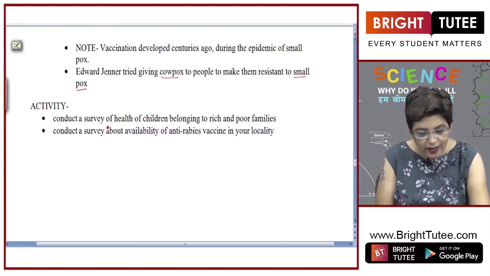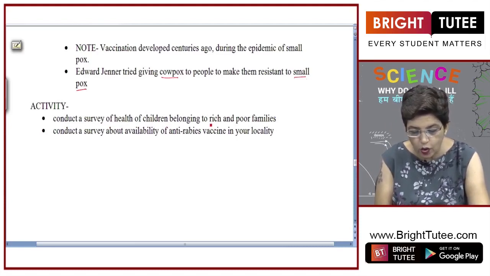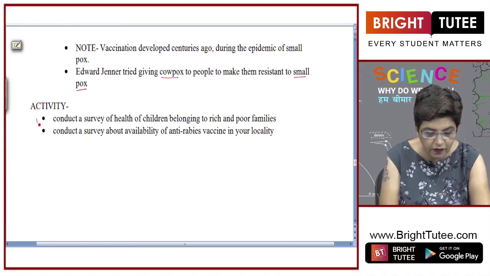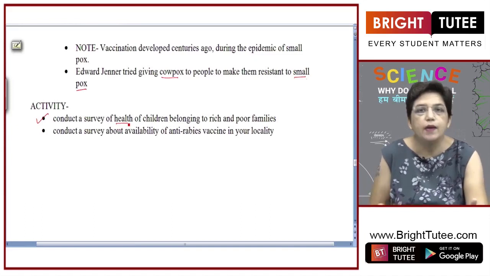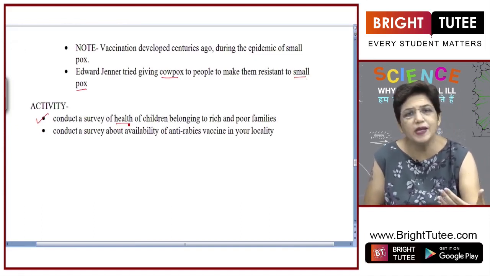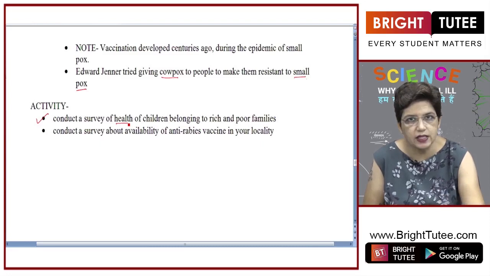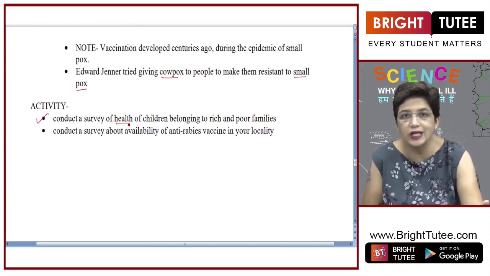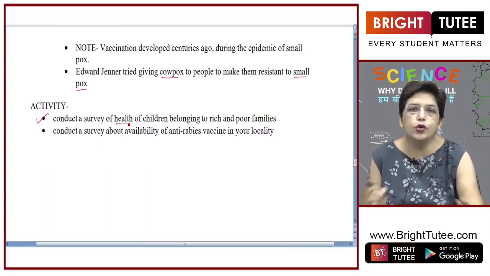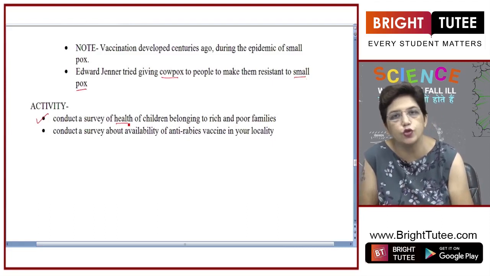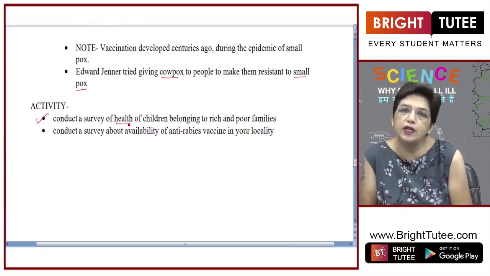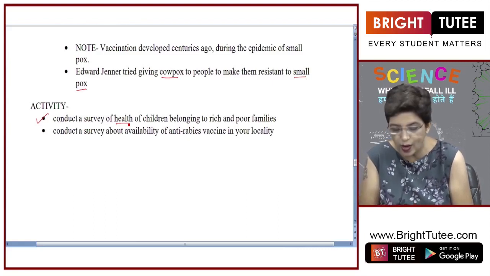Okay, you can conduct a survey of the health of children belonging to rich and poor families. This is an activity which you can do. You can check the health by measuring their body weight or their height, and how many times they have fallen ill in the past year or so. You will see a drastic difference between children belonging to rich families and children belonging to poor families. One reason could be their diet, because children belonging to rich families take a balanced nutritious diet, while poor people cannot afford it.